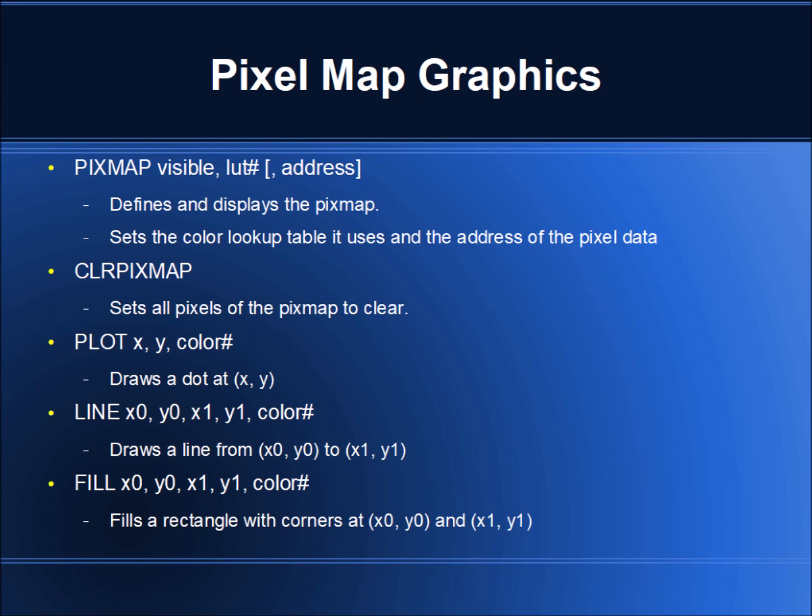The next command here is clear pixmap. That just clears out the pixmap, sets all those pixel values to 0. Then you have a plot command. You give it X and Y and a color value, and it just draws a dot with that color. You get a fairly traditional line command where you give it an X0, Y0 coordinate, an X1, Y1 coordinate, and a color value, and it draws a line in that color. And then you have a fill command with the same sort of parameters, where you define the corners of a rectangle, and it will fill that rectangle with that color.